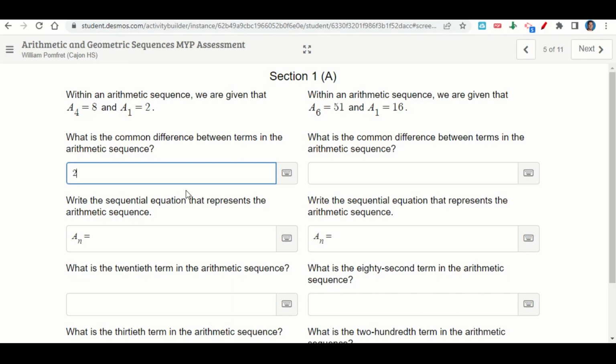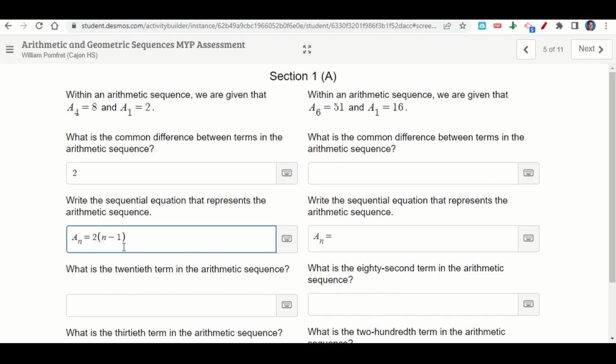So the common difference is 2, and we can check our work by going 2, 4, 6, 8. That's 4 terms. Going up by 2, that works perfectly. Then you're going to write your equation. So we have common difference is 2 times n minus 1 plus a1, which is 2.